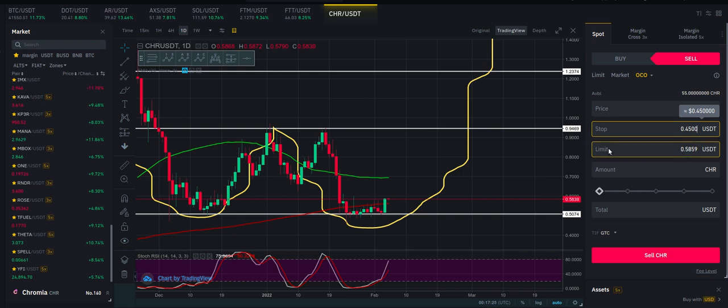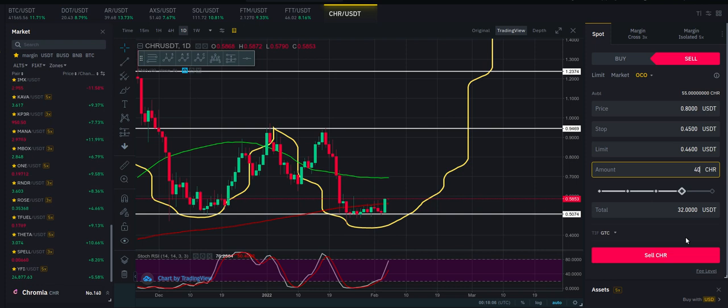Then this limit is going to be the parameter that is going to execute this stop. That is why we call it limit, and it's going to be a little above the 0.45. So maybe let's use 0.46, 0.4600. Okay, now let me explain this. Then the total chromium that we are going to sell is everything we bought, which is about 40 chromium.